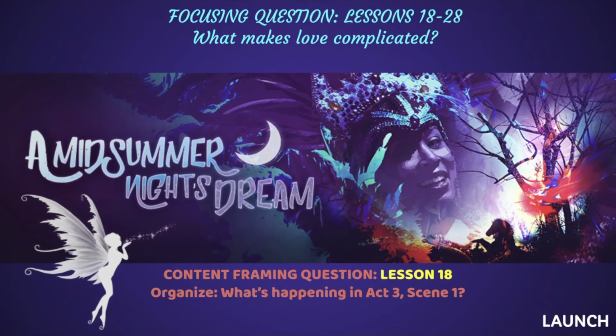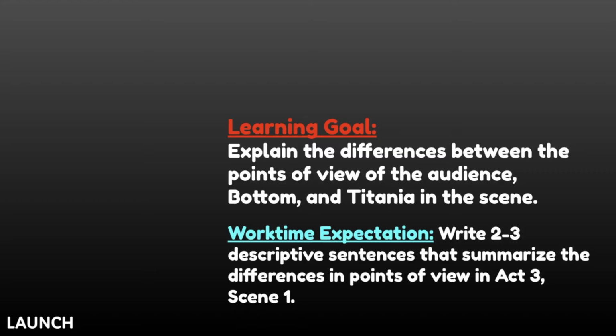But that's going to bring us into our focusing question, which is what makes love complicated, right? We're done with the experience of love, and we're going to see how love can be complicated and the problems with love, right? And the content framing question for lesson 18 is what's happening in Act 3, Scene 1. We're going to finish up Act 3, Scene 1 today. It's a very short scene. And then tomorrow we should be getting into Act 3, Scene 2, unless you're STAR testing, and then we're going to have to wait a little while for that.